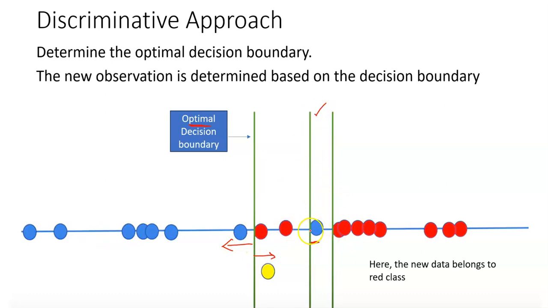Consider this boundary: we could see both red as well as blue on both sides. In this case also we could see two red points. Comparatively, this is the best optimal line. Here a new data point, or a new observation, is given. If the optimal decision boundary is this, then we could see the new observation belongs to the red class. If this is the decision boundary, this yellow point belongs to blue, but that is not right. In this case also we would predict the new point as yellow, which is also not right. So the optimal decision boundary is this line, and based on it, the new observation is categorized into either the red class or the blue class.